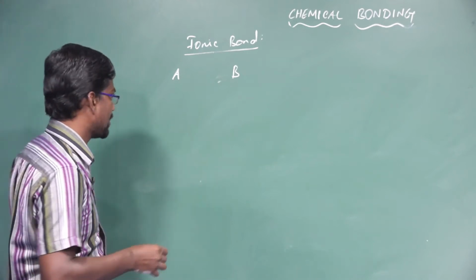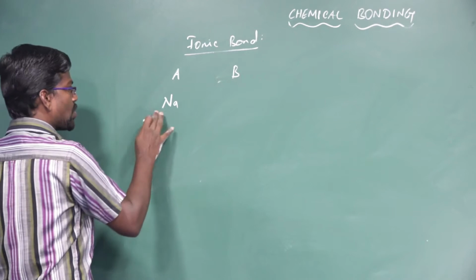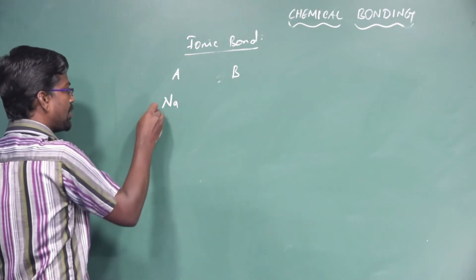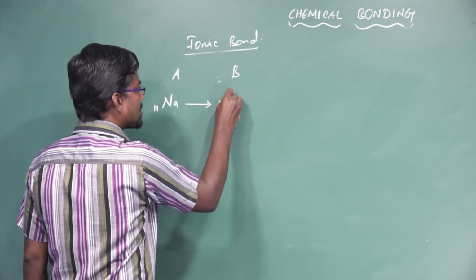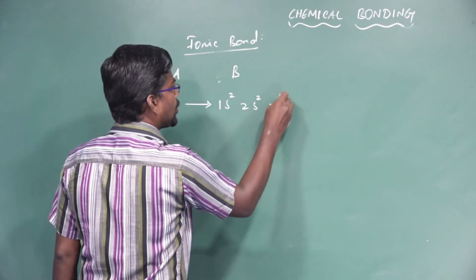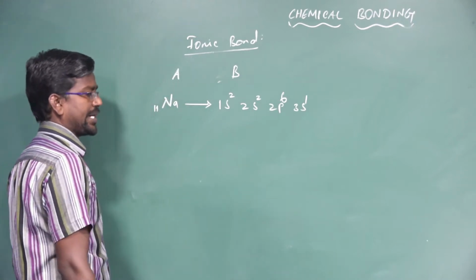For example, sodium metal, symbol Na. How many electrons does sodium metal contain in total? What is the atomic number of sodium? 11. What is the electron configuration of sodium? 1s2, 2s2, 2p6, 3s1. It is the electron configuration of sodium metal.